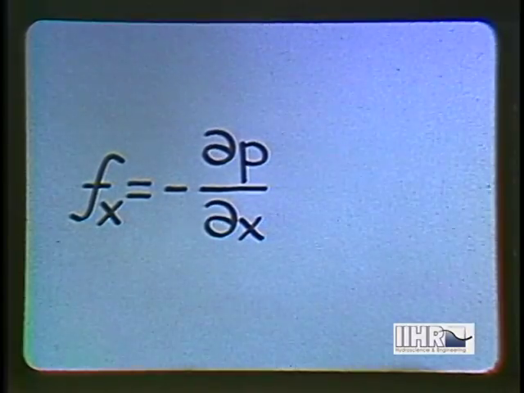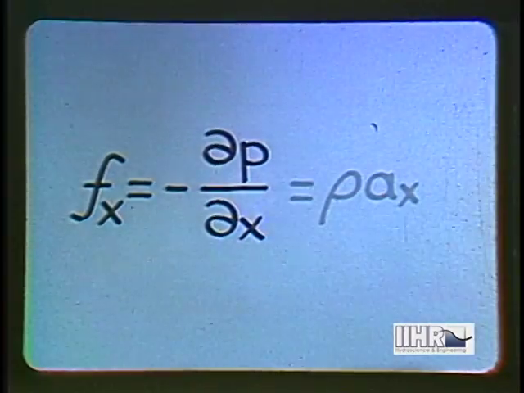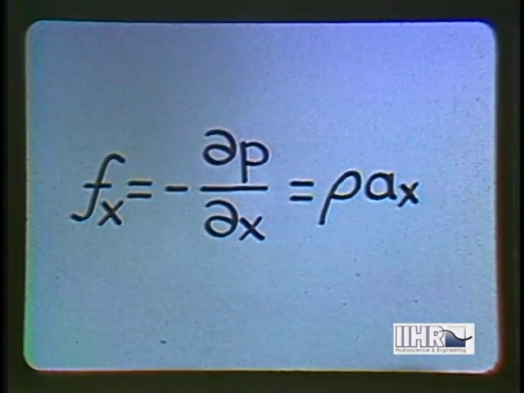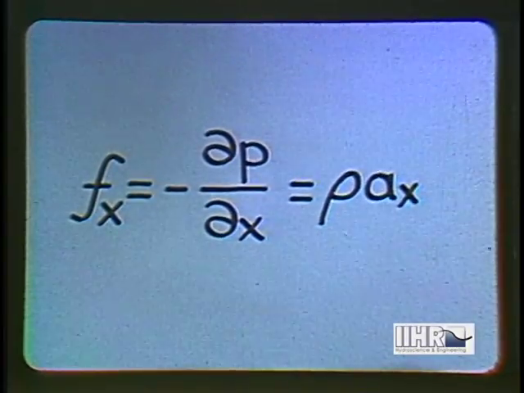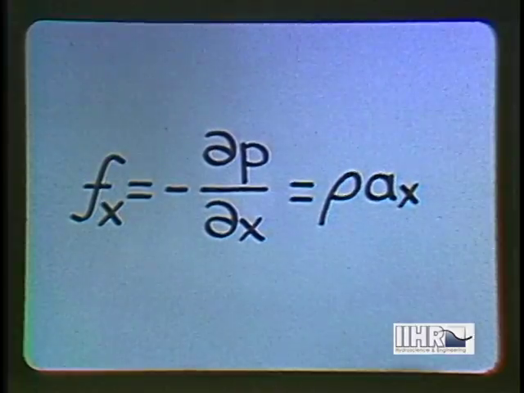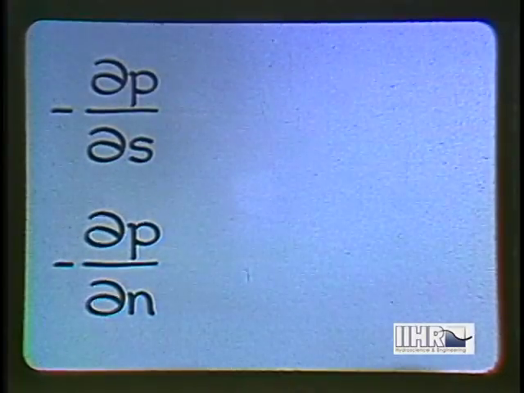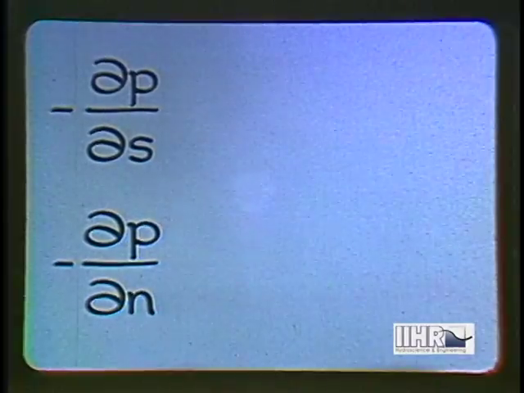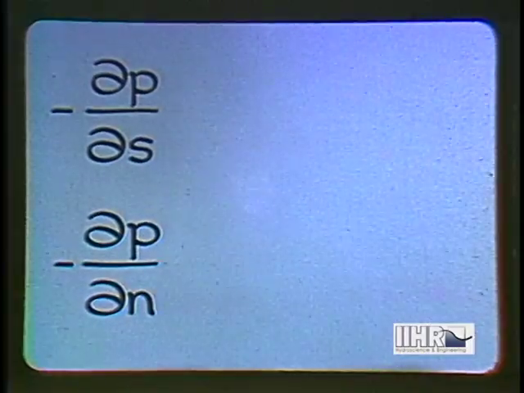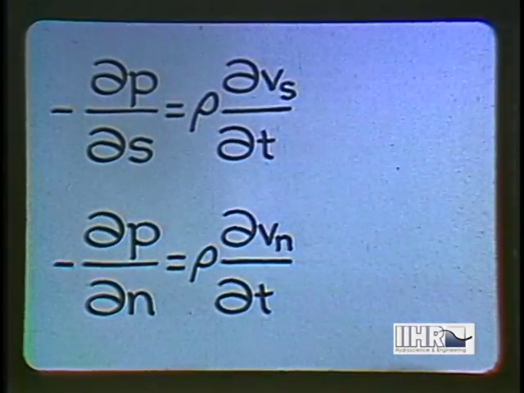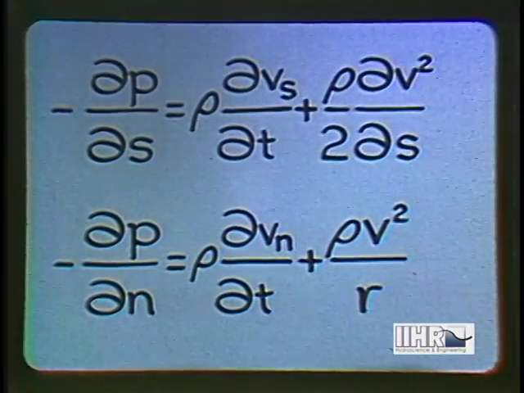According to the Newtonian relationship, this must equal the mass per unit volume, or density, times the corresponding component of the acceleration. It is thus possible to equate the force per unit volume in the tangential and normal directions to the density times the local acceleration and the convective acceleration in those directions.